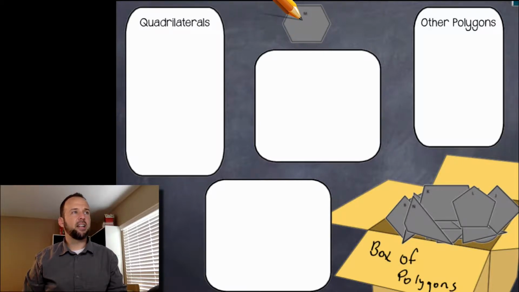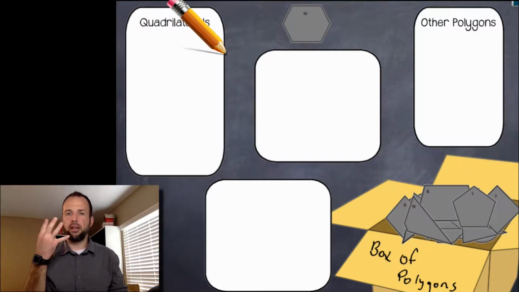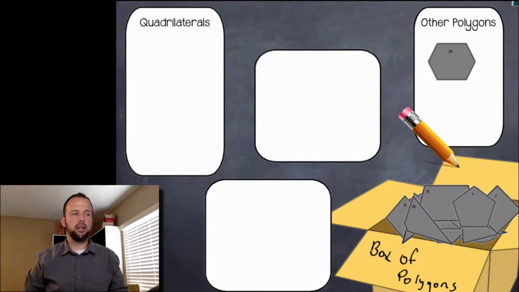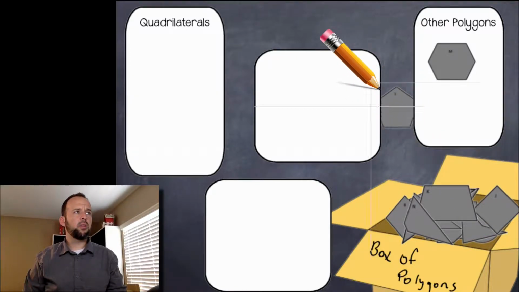So it has 6 sides. So it's still a polygon, but it's not a quadrilateral because a quadrilateral has 4 sides. So I'm just going to put this guy over here for now in my other polygon section. All right, let's pull out another one here.